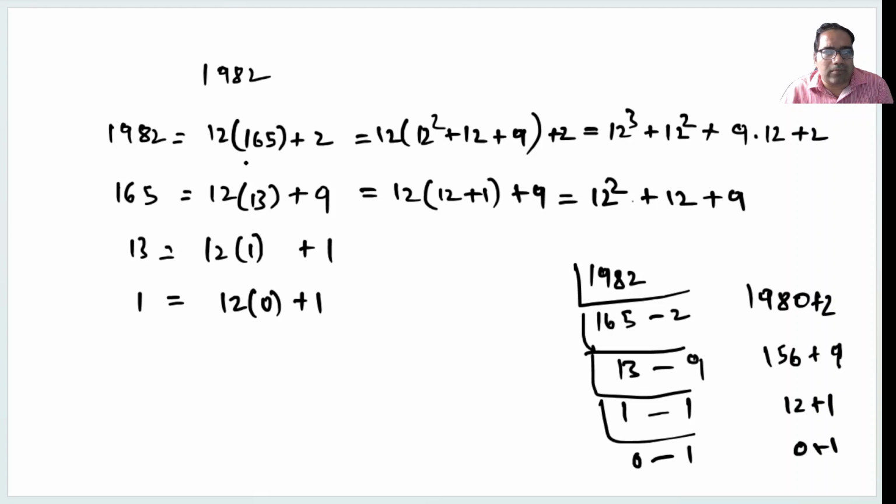For example, 1982 by 12, we'll write it as 165. 165 into 12 is 1980. We are doing just division by 12, writing 165 and just writing the remainder. What is the remainder?